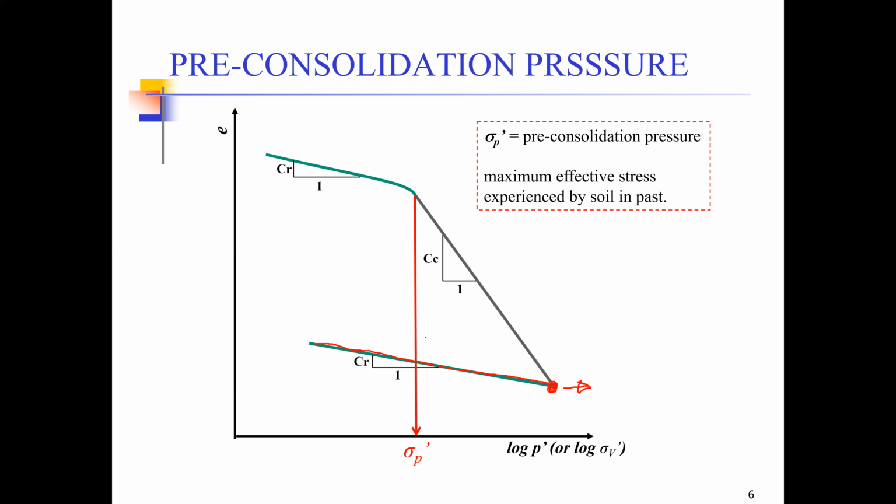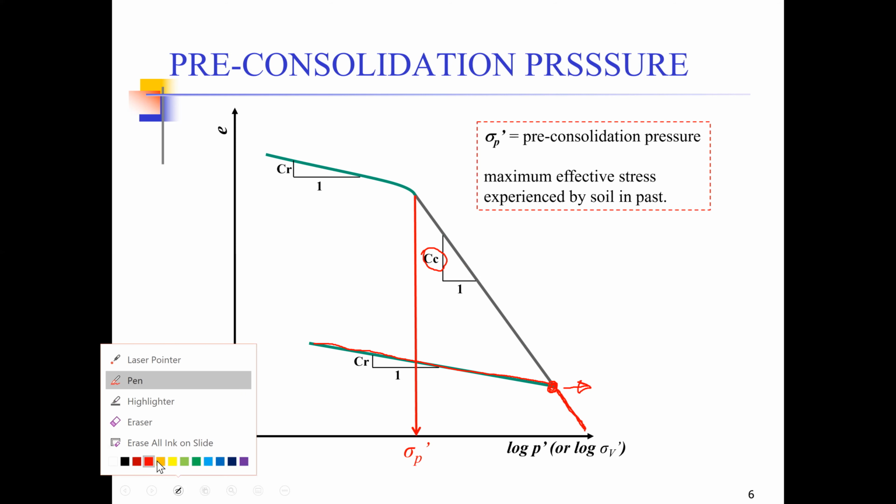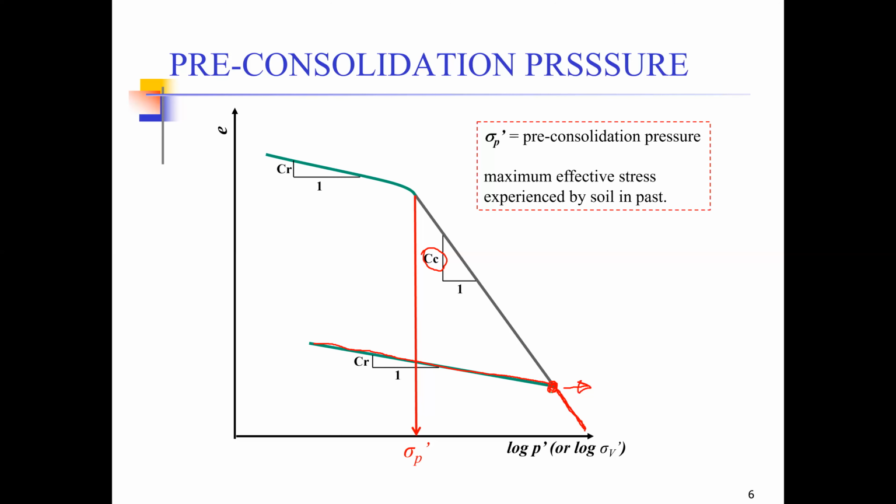Now, what is the virgin compression line? The virgin compression line is this one, which has a slope of CC. So if I increase the load beyond this point, it will follow the path of the virgin compression line like this. For this second loading cycle, I can say the pre-consolidation pressure would be this one. So this would be the pre-consolidation pressure, sigma P dash, for the second loading cycle.